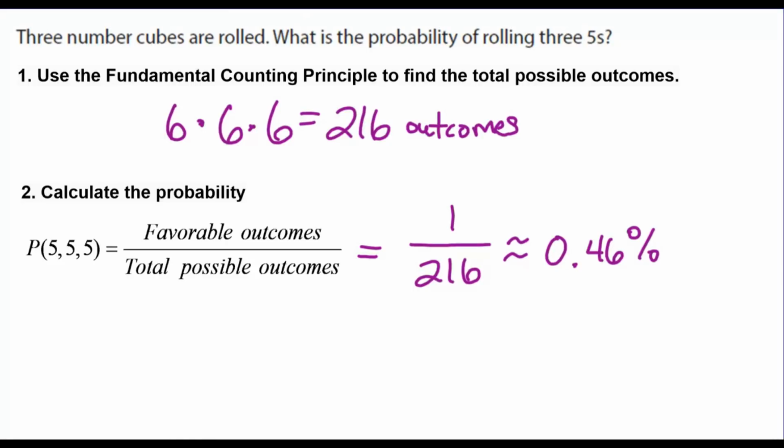Okay, so that is finding the probability of a compound event. Our first objective is to find the total possible outcomes, and that's using either a tree diagram, an organized list, or a table, or using the fundamental counting principle. And then once we have the total possible outcomes, we're going to calculate that probability using the ratio we've been using the last few lessons: favorable outcomes over total possible outcomes.